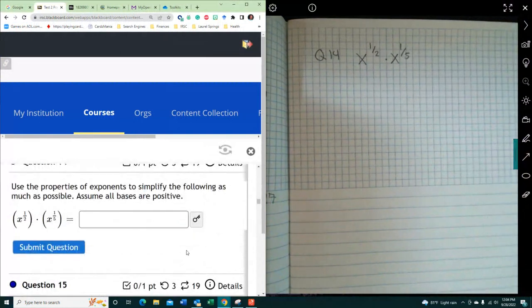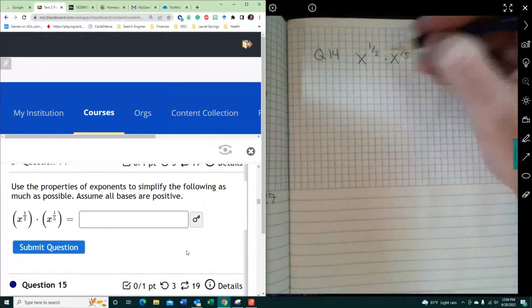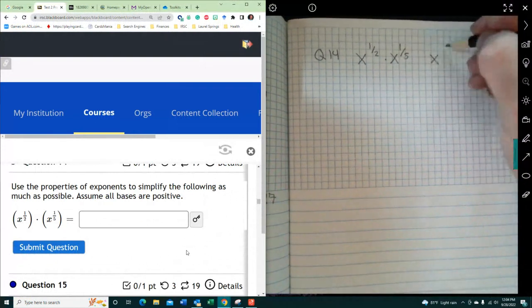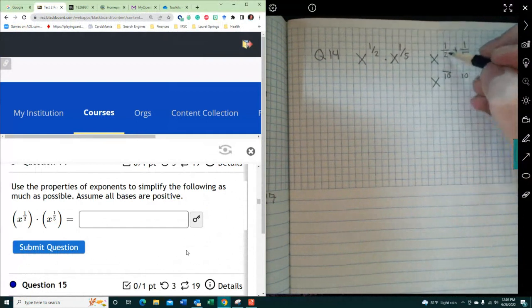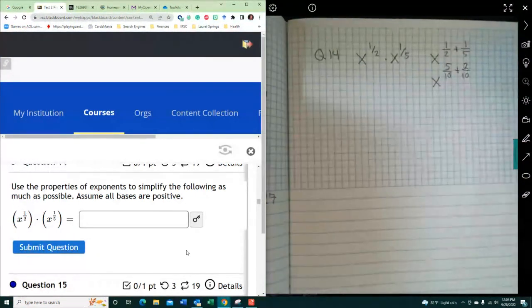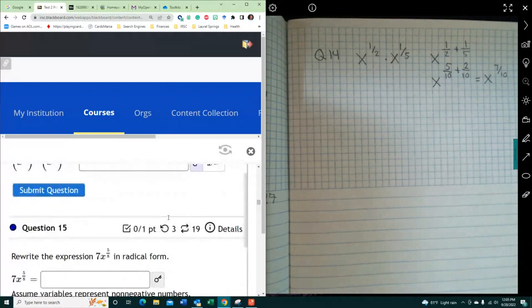All right. Now, I want to go ahead and recognize that these are the same bases. I'm going to go ahead and add my exponents together. Well, 10 is going to be my LCD. And I ask myself, well, 5 times 2 is 10. So 5 times 1 is 5. 2 times 5 is 10. So 2 times 1 is 2. Now I go ahead and add these together. I get x to the 7/10 power. All right. Now you can see that one.